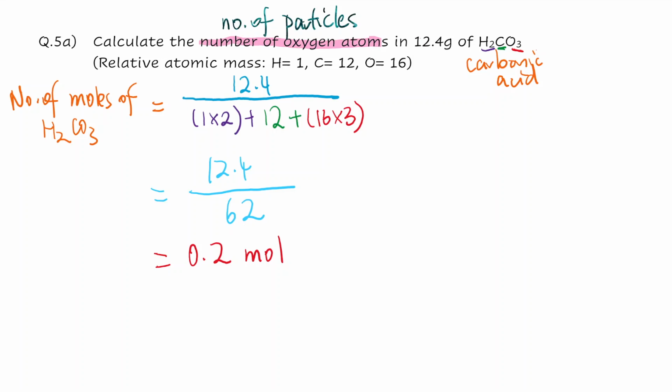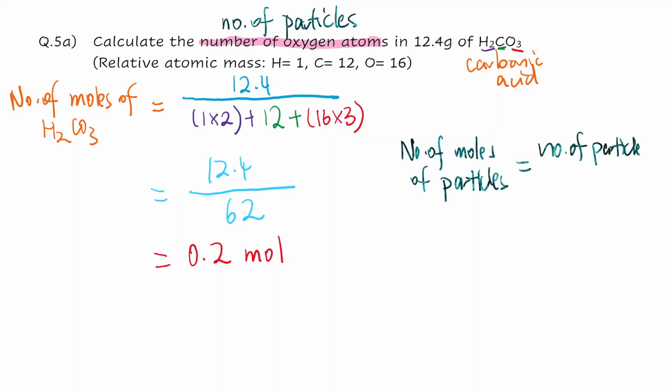Okay, moving on. Now, a lot of you will start to think, oh, we have found the number of moles of H2CO3, now we can apply the second equation. Now let us recall what the second equation was. I'll write it on the top right here. The second equation we learned was the number of moles of particles is equal to the number of particles over Avogadro's constant, or Avogadro's number, which is 6.02 times 10 to the power 23.